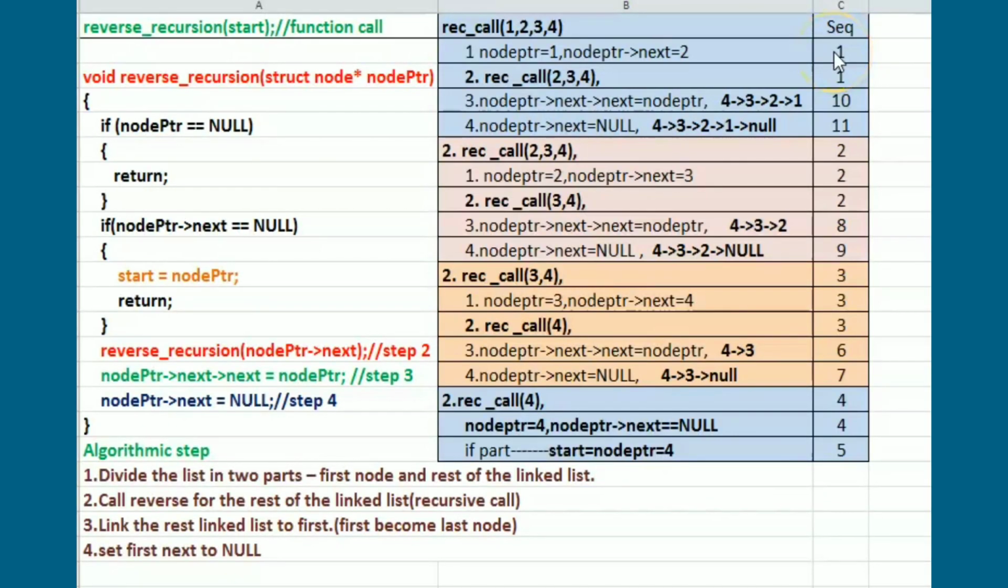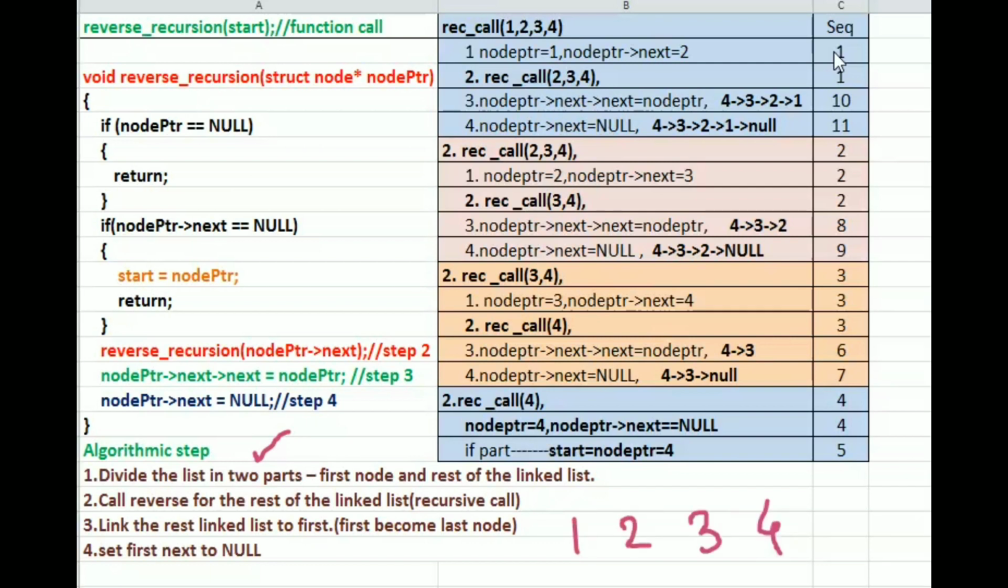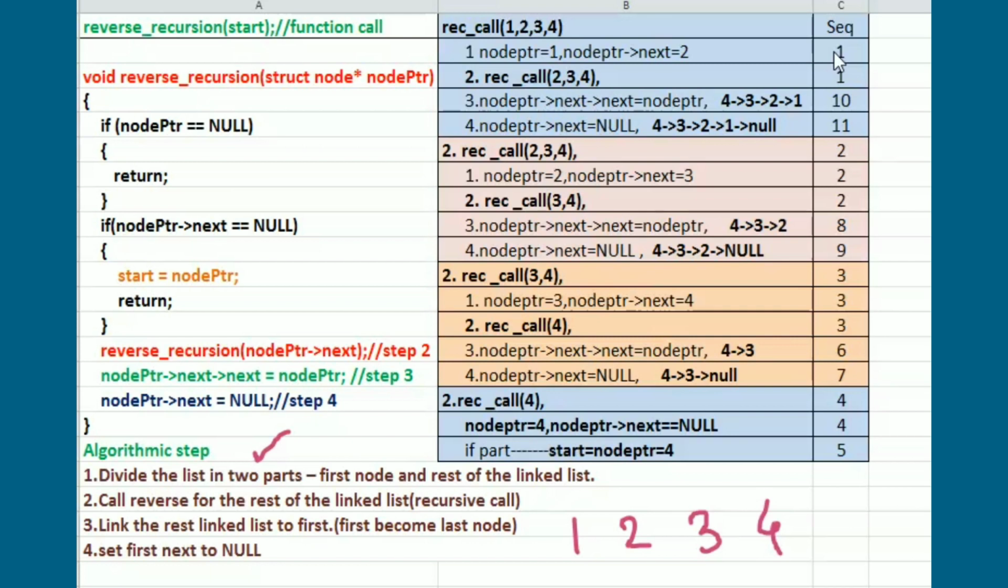Hello friends. For today's session, we are going to discuss how to reverse a linked list with the help of recursion. So these are the algorithmic steps we are going to consider for reversing a linked list. Now consider 1, 2, 3, 4 are the nodes of your linked list, and I want to reverse this linked list. In that case, 4 becomes the start of your linked list and 1 becomes the last node.